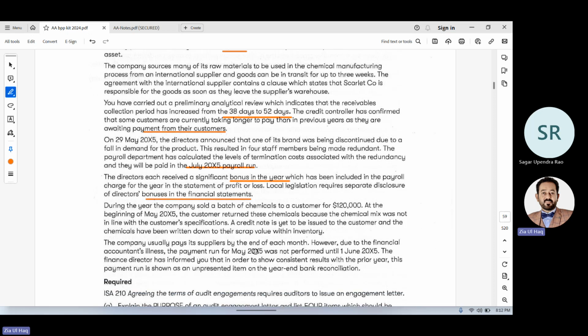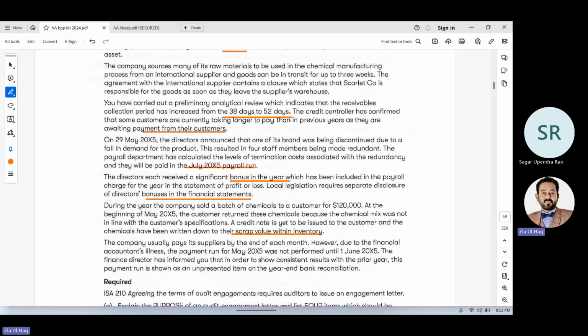During the year, the company sold a batch of chemicals to a customer for 120,000. At the beginning of May 20X5, the customer returned these chemicals because the chemical mix was not in line with the customer specification. There is a sale return. A credit note, again sale return, the company issues a credit note. The credit note is yet to be issued to the customer and the chemicals have been written down to their scrap value within inventory.